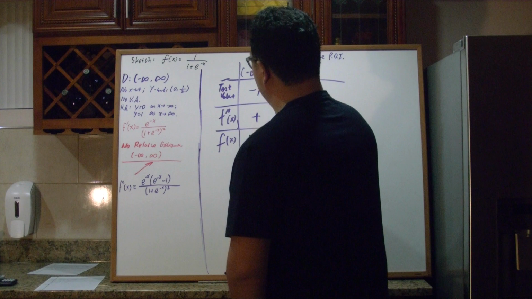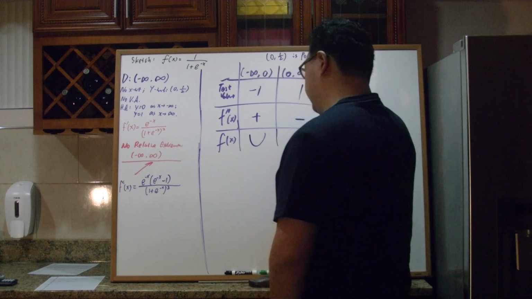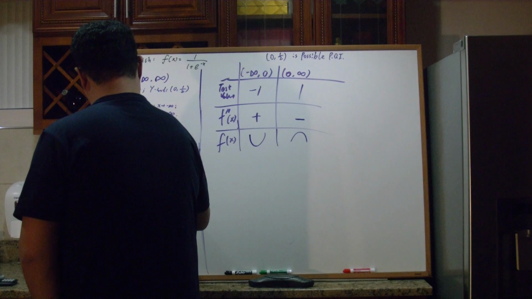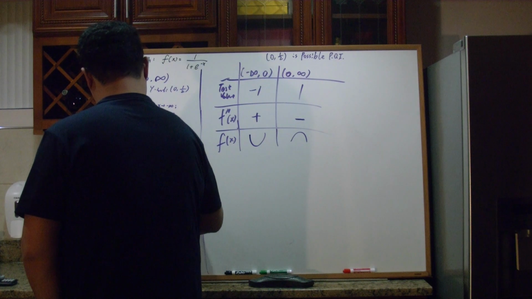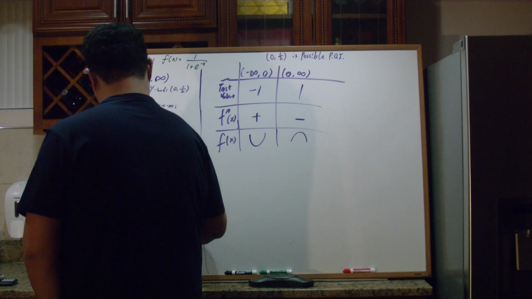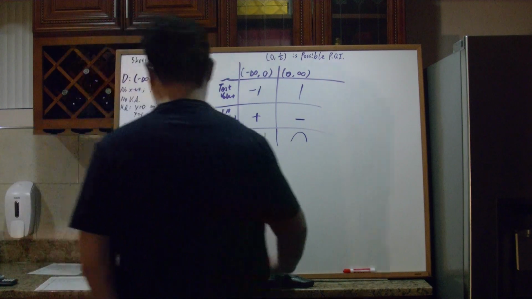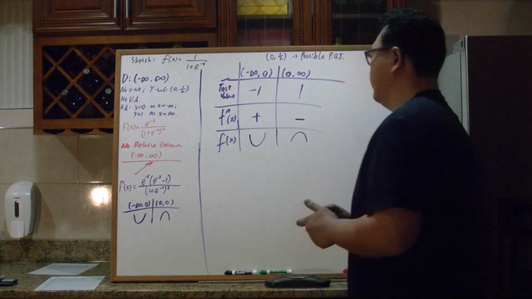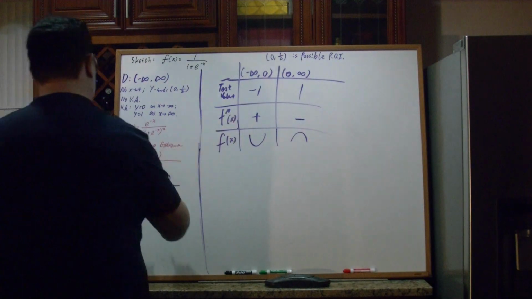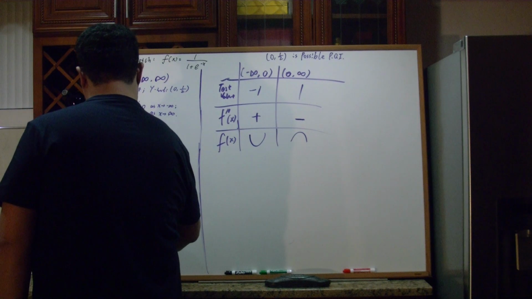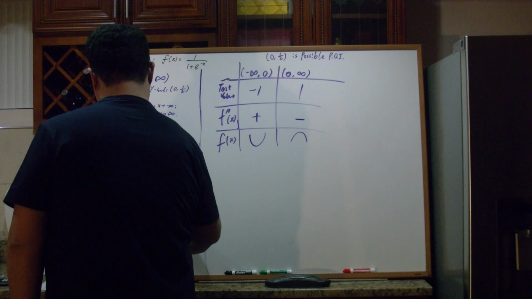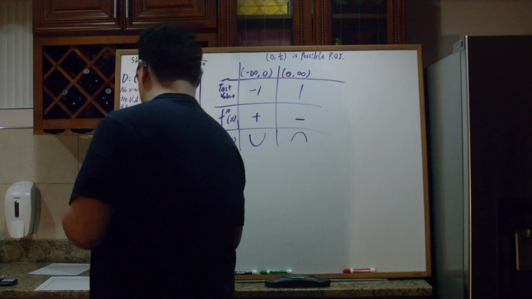So overall, we have concave up and concave down. We change concavity, so (0, 1/2) is the point of inflection. That is our inflection point.